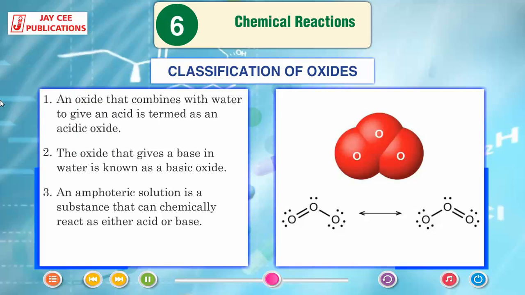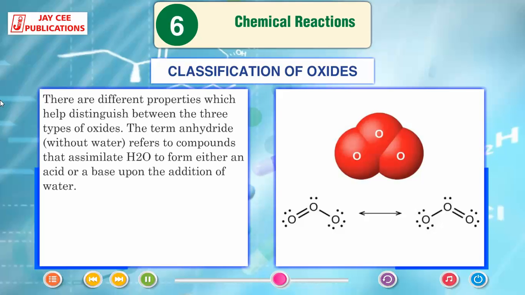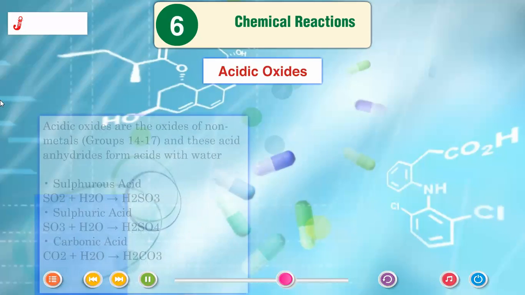An oxide that combines with water to give an acid is termed an acidic oxide. The oxide that gives a base in water is known as a basic oxide. An amphoteric substance can chemically react as either an acid or a base. However, it is also possible for an oxide to be neither acidic nor basic, in which case it is a neutral oxide. There are different properties which help distinguish between the types of oxides. The term anhydride, meaning without water, refers to compounds that assimilate H2O to form either an acid or a base upon the addition of water.